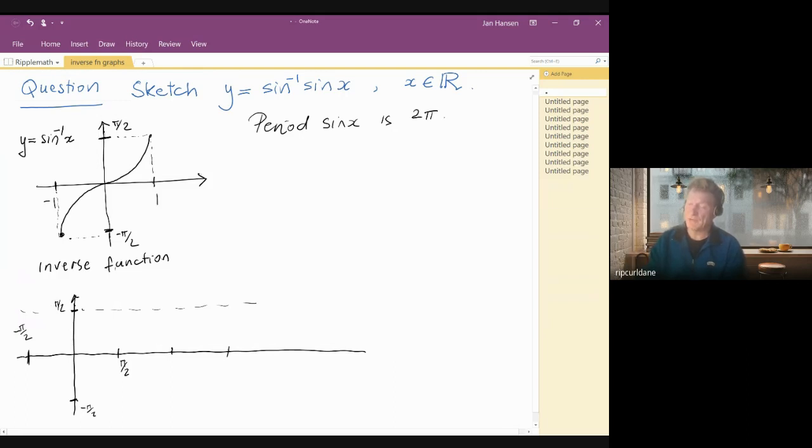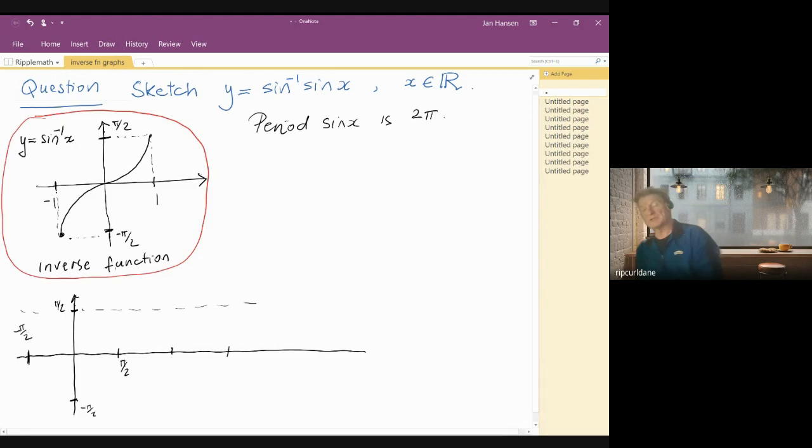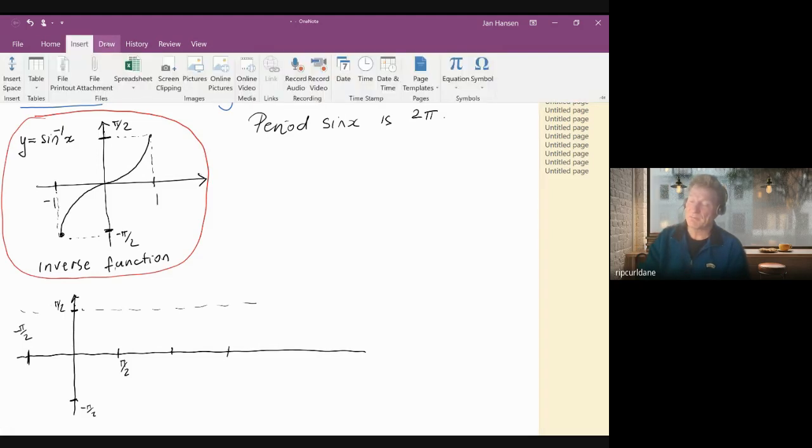The inverse function, I've drawn that just here. So that's sine inverse between -1 and 1. That's the domain, and its range is minus pi on 2 to pi on 2.